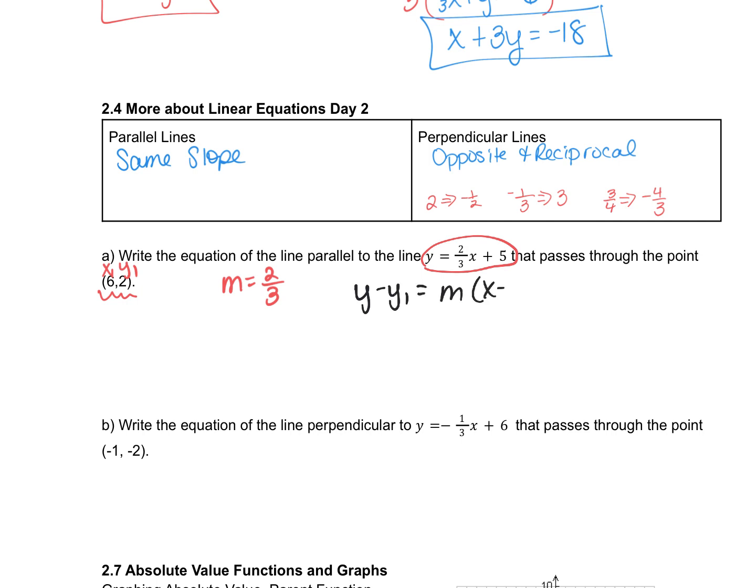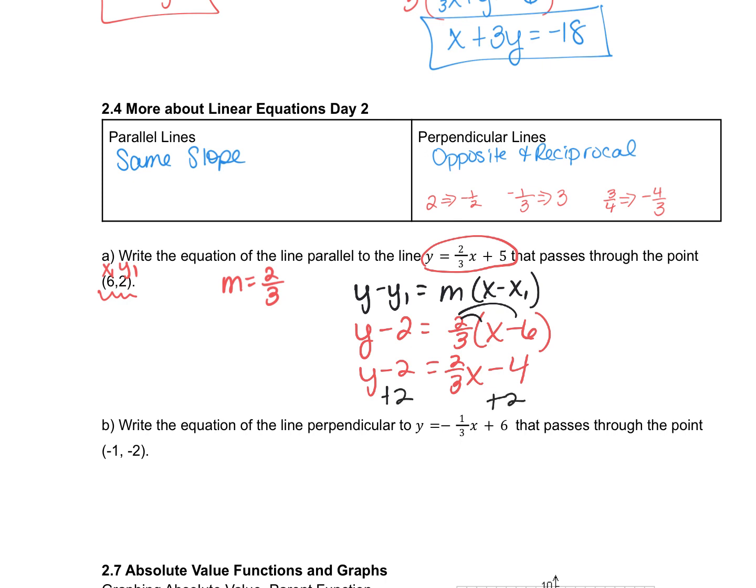I'll write it right here for you. So we have y minus 2 equals 2/3 parentheses x minus 6. It doesn't say to convert it to slope-intercept form, but let's go ahead and do that just because. So this is 2/3 x minus, what would that be, 4? Yes. And one last step to get the y by itself, add 2. So y equals 2/3 x minus 2.